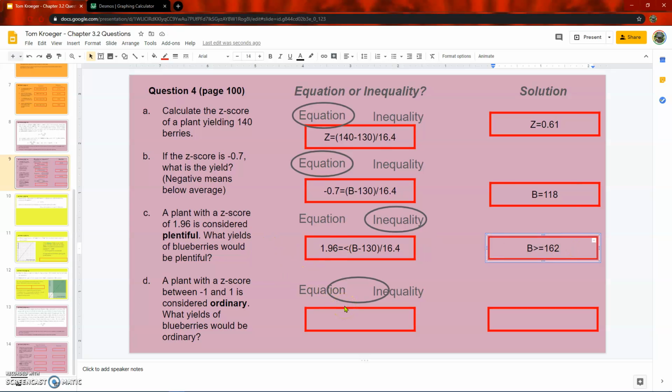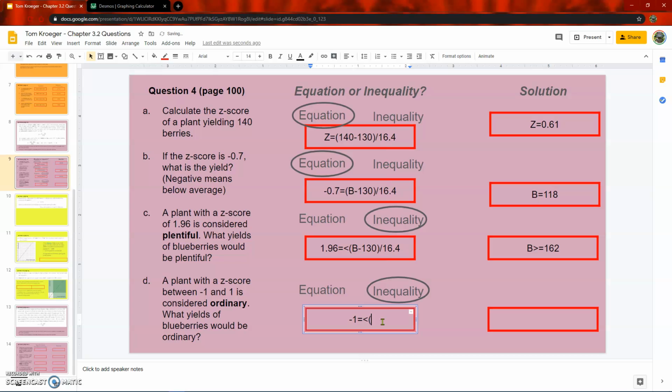And likewise with question D, a plant with a z-score between -1 and 1 is considered ordinary. What yields of blueberries can be considered ordinary? Again, yields, and we're talking about an inequality here, because there's more than one result. There's more than one possibility for that. There's a minimum number and there's a maximum number. We're trying to find out what would that number be. So in this case, this is going to be a little kind of interesting. We start with -1. That's our z-score. Our berries have to be greater than or equal to that.